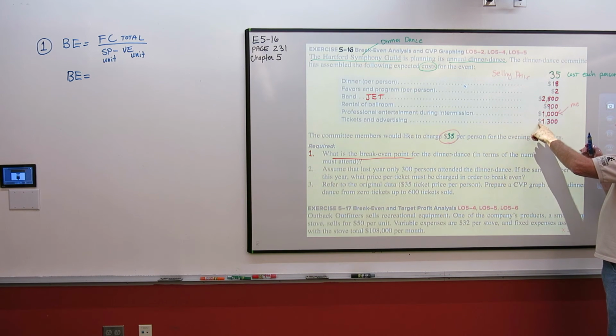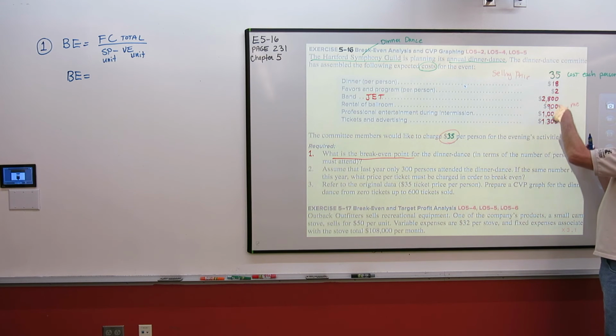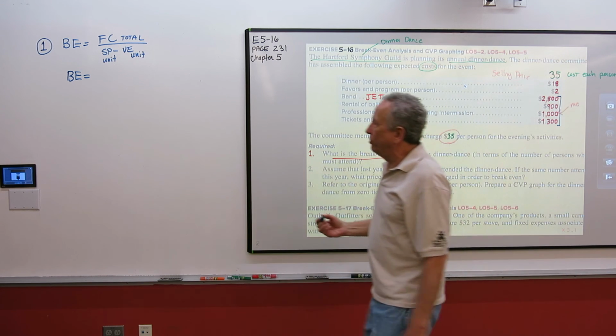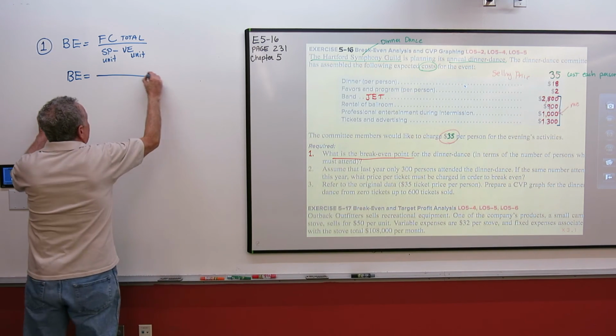And tickets and advertising, you'll have already spent this money by the time you even get to the dinner dance. These are all fixed. Can you see that? And these are variable. If nobody comes, you're not going to buy any food. If you never sell any tickets, you're going to tell the caterer, don't give us any food, and don't give us any favors. So these are fixed, so let's go ahead and put those fixed costs in total in the numerator.